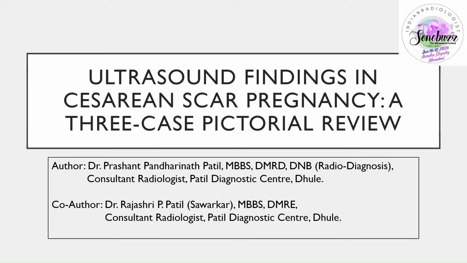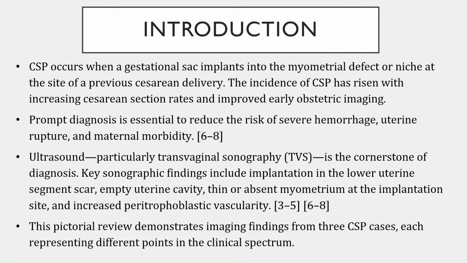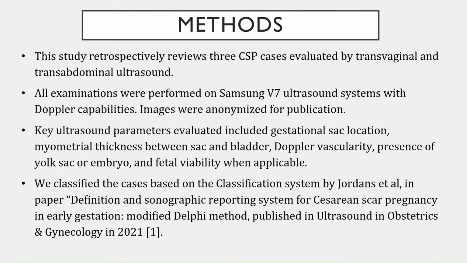I am presenting a paper on the topic ultrasound findings in Caesarean scar pregnancy, a three-case pictorial review. Caesarean scar pregnancy occurs when the GSAC implants into the myometrial defect at the site of previous Caesarean delivery, and its prompt diagnosis is essential to reduce the risk of severe hemorrhage, uterine rupture, and maternal morbidity. This pictorial review demonstrates the imaging findings from three CSP cases.